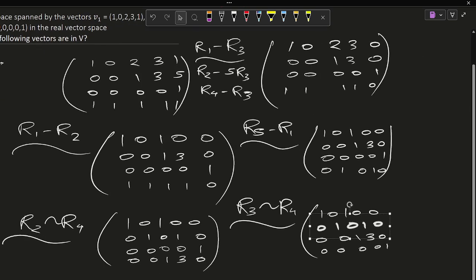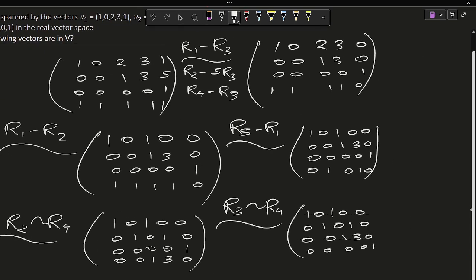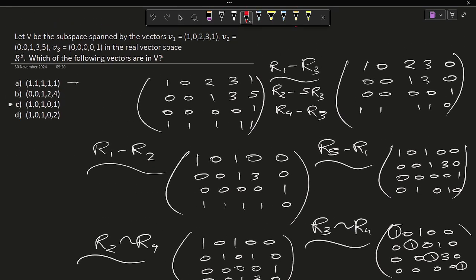We can see that this matrix has rank 4. So option A is not the correct answer. Option A is not spanned by these three, so this is not in our vector space. So option A will be cancelled out.